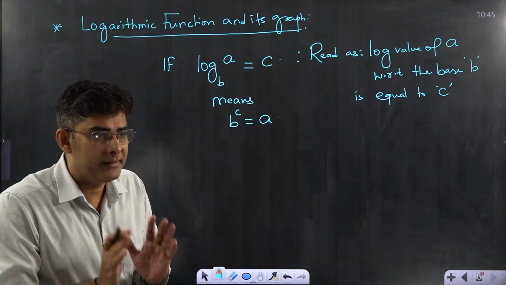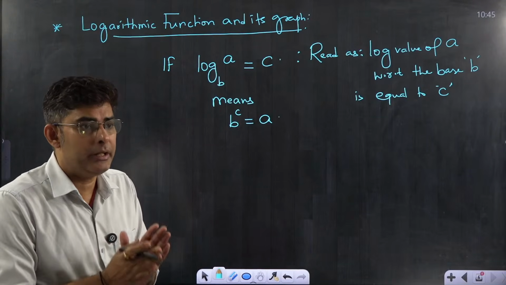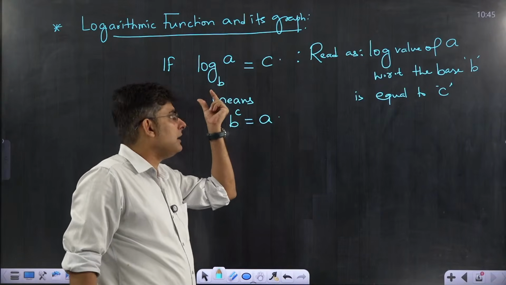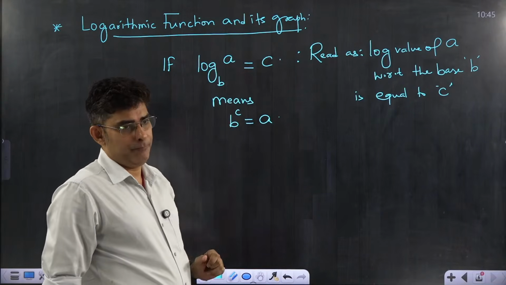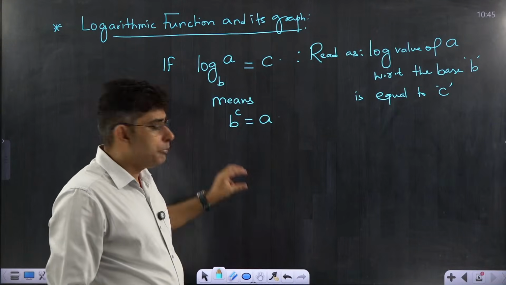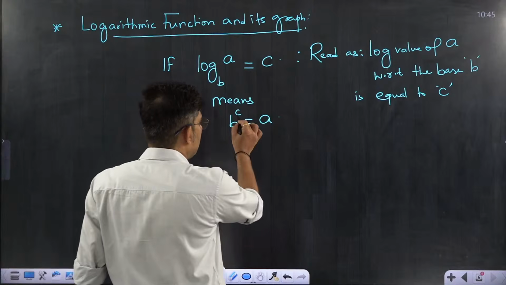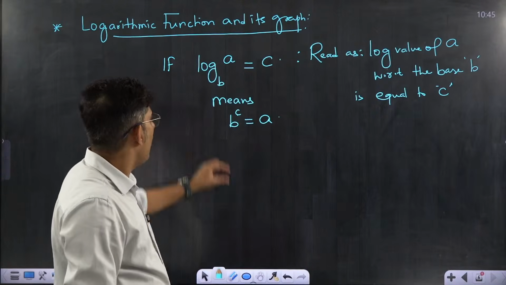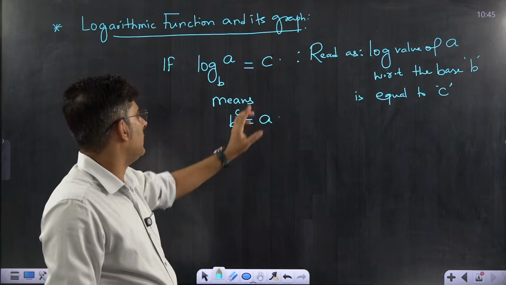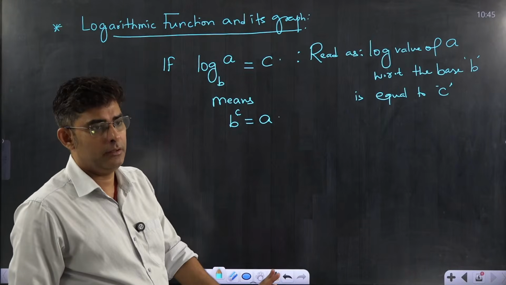So basically it does not calculate a big number. It basically says what should be the power of b so that you get a. That power is calculated using logarithm. So b to the power c, this c becomes the power. So what power of b will be equal to a? This is called as logarithm. This is the simple meaning.